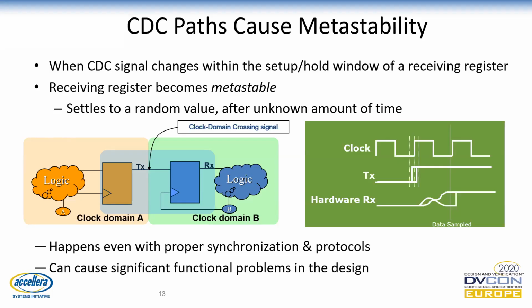So the violation of the setup and hold window of the RX register will cause that register to go metastable, and that means that the RX register will settle to a random value. So this non-deterministic value on the RX side can cause functional problems in a design.